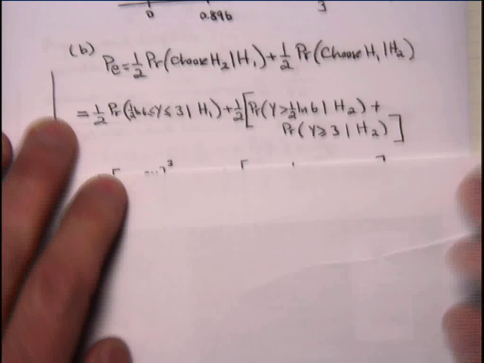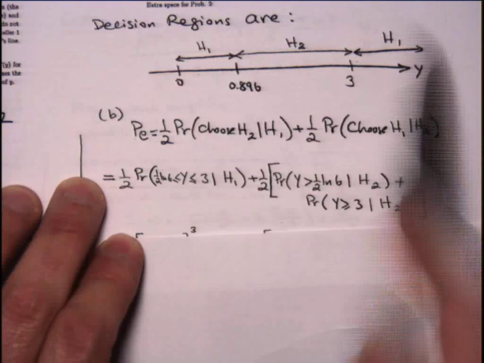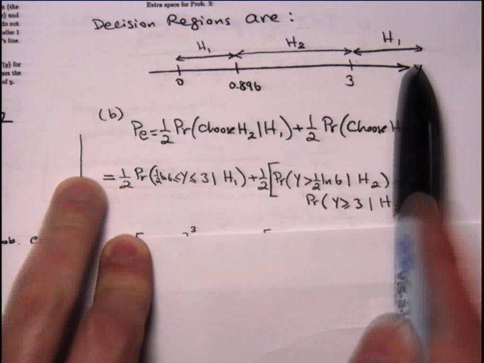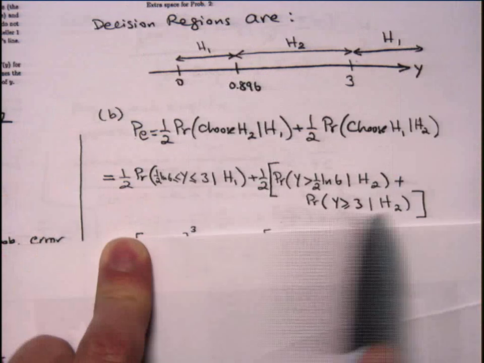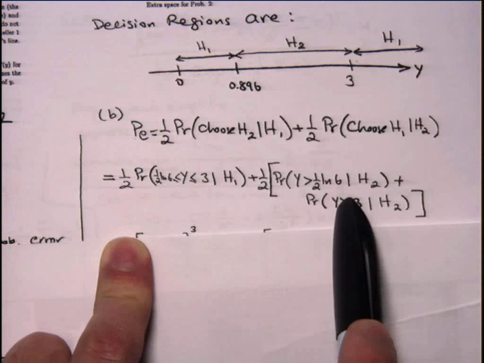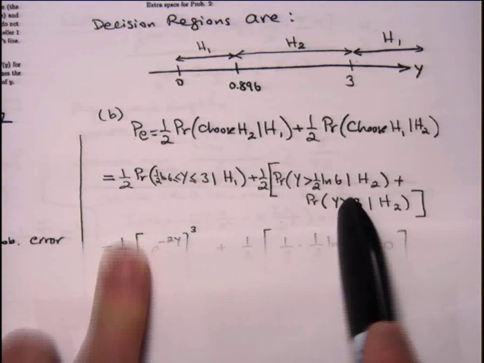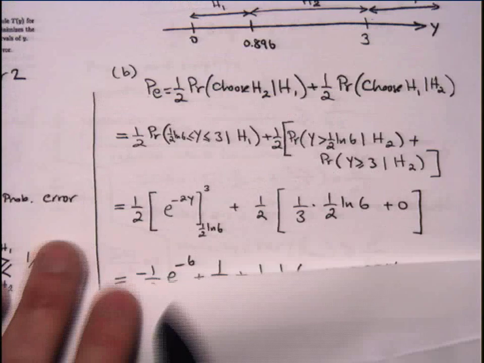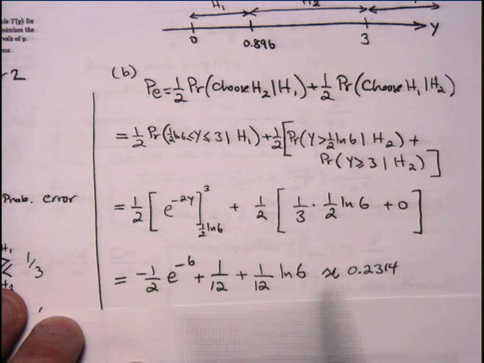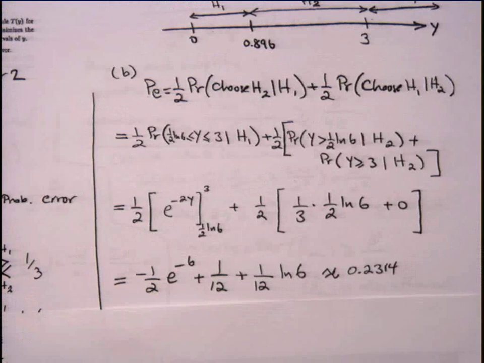Now, this is the reason why you have to be careful about this range. Right? You have to specify these regions very carefully because now you're going to use them. Now you're going to do some integrals. And if these ranges are not specified properly, you're going to get these answers wrong. Okay? So then you just integrate. These are the integrals of the two pieces. You simplify, you get this, which is on the order of 0.23. Okay.